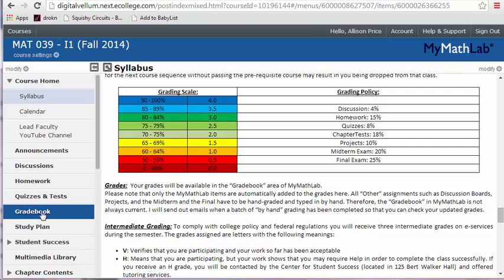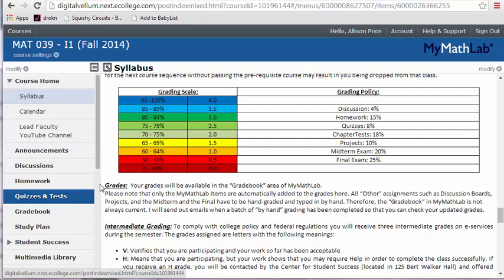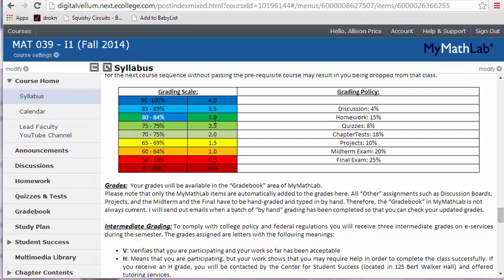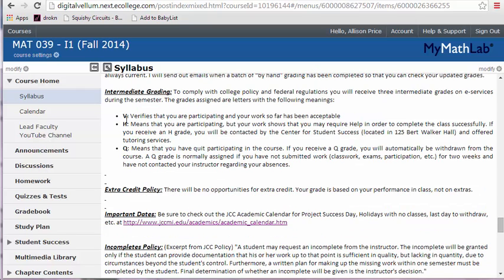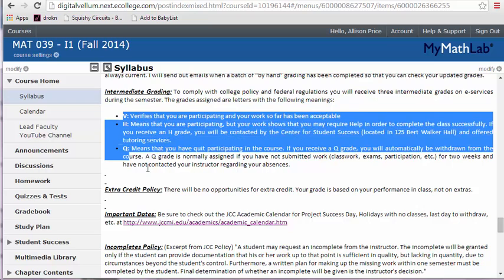Grades are available in the gradebook section of my math lab, so they are available for you to look at any time. There will never be a mystery about what your current grade is. And once you find your percentage, you can look at the grading scale here to figure out what your GPA would be for that grade. 3 times during the semester, I will be submitting H, Q, and V grades.